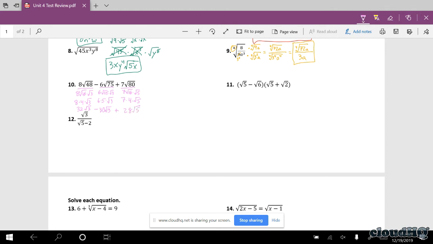Now that I've simplified those, we have to see if any of them can combine. Look at the square root parts. Square root of 3, a square root of 3, and a square root of 5. The square roots of 3 can combine. So 32 square roots of 3 minus 30 square roots of 3 is 2 square roots of 3. And then I still have that 28 square roots of 5. Doesn't combine with square root of 3. That's just my answer.